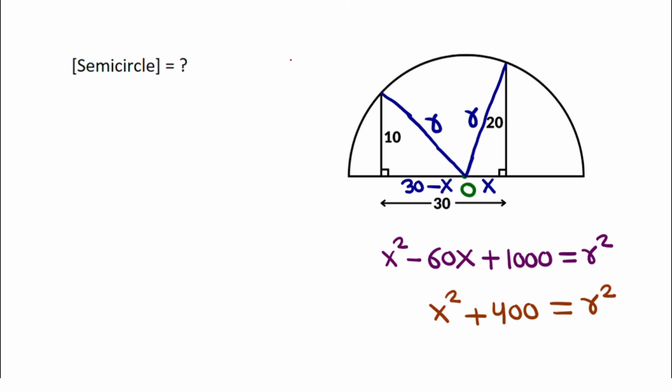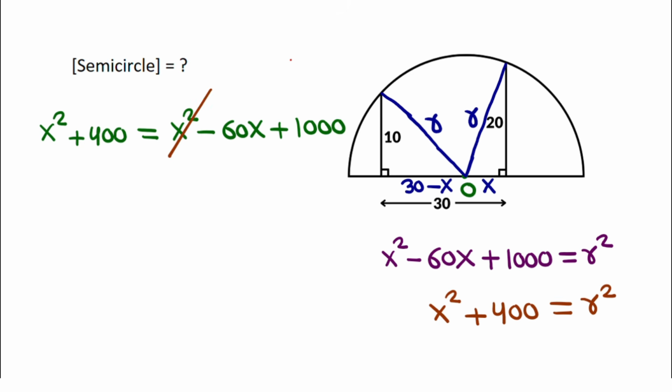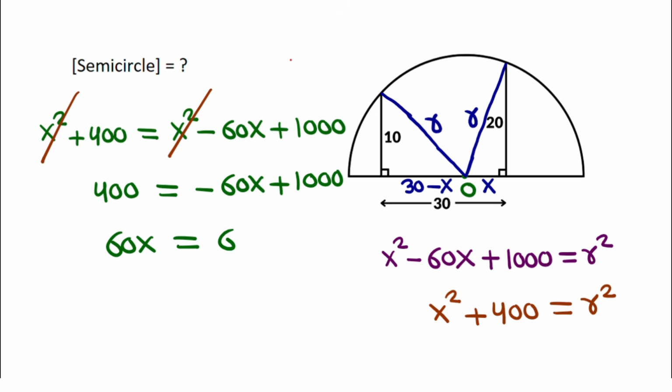Now here's the trick. Both expressions equal R squared, so we can set them equal to each other. X squared plus 400 equals X squared minus 60X plus 1000. Cancel X squared from both sides. We get 400 equals minus 60X plus 1000. Rearrange it. 60X equals 600. So X is 10.